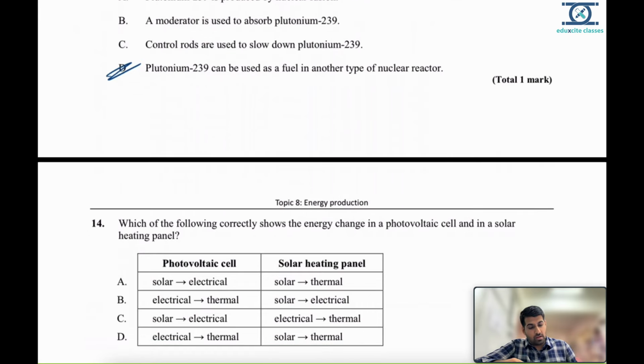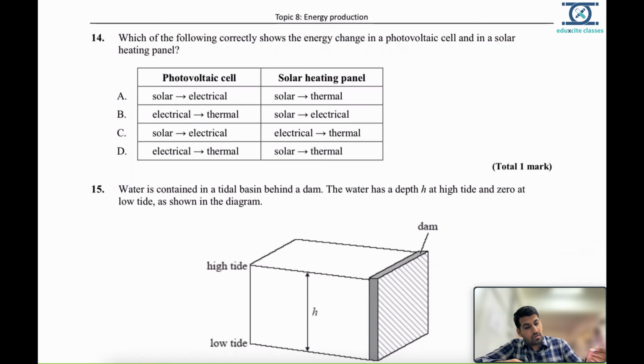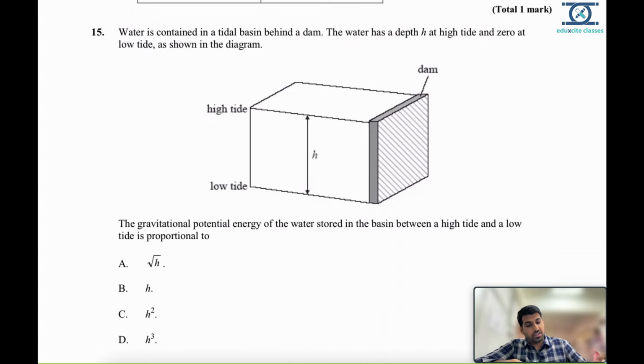Okay. Now question number 14. Energy changes in photovoltaic cells. This is very common. Photovoltaic cell and solar heating panel. So a photovoltaic cell directly converts solar into electrical, and heating, as mentioned, converts solar into thermal. So option A is the right answer. Now question number 15.